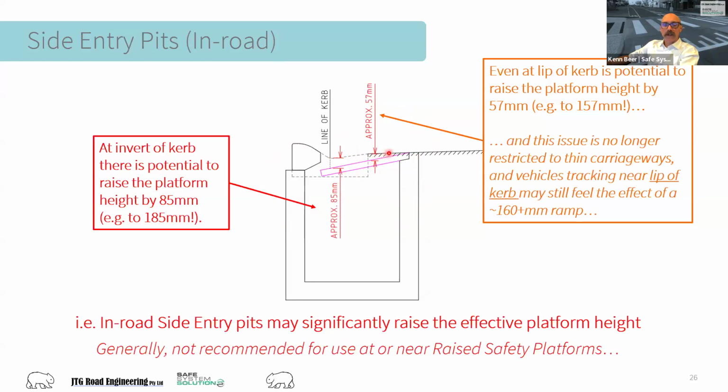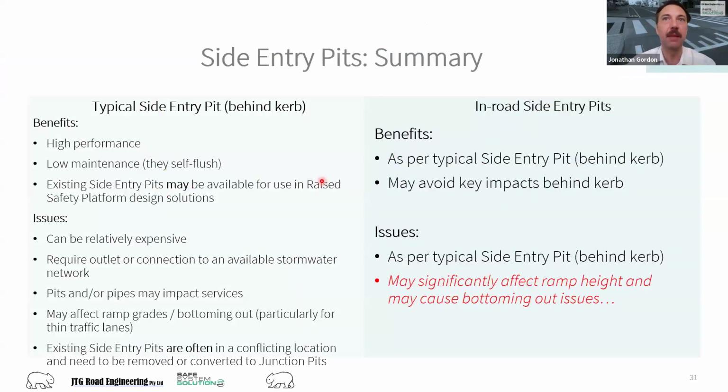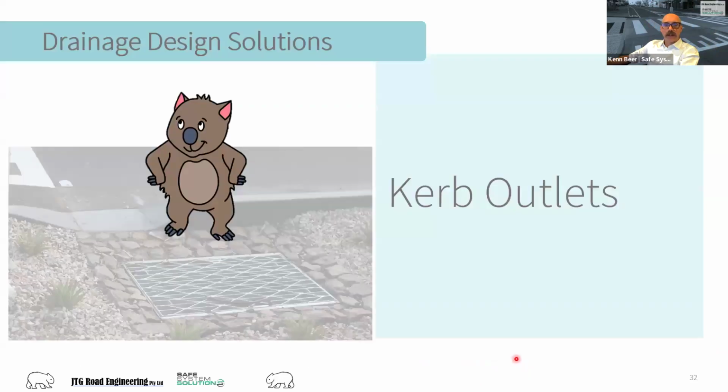And yeah, sure. So there's our summary slide. I'll just leave it up, but again, just highlighting the issue that an in-road side entry pit may significantly affect our ramp heights and platform heights. And of course, people can download the PDFs of the slides in the learning management system. So those summary slides may be something you're referring back to at a later point. But talk to us about curb outlets.